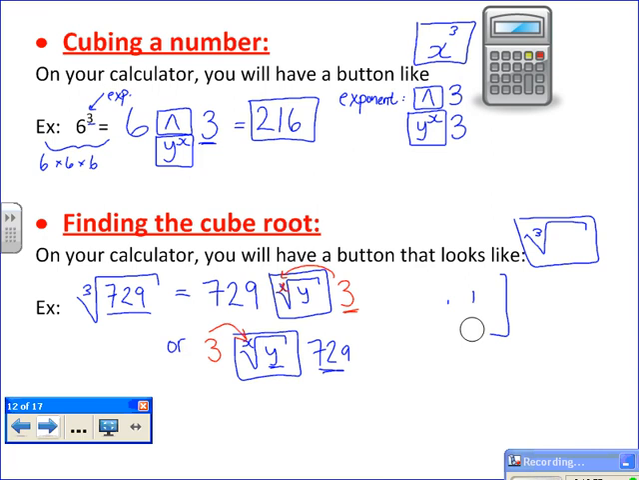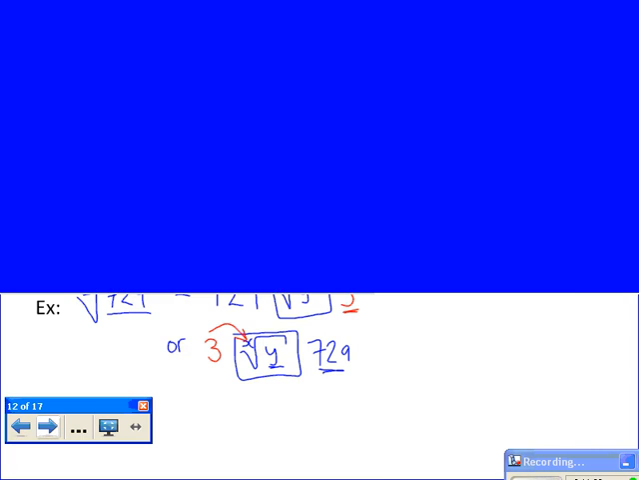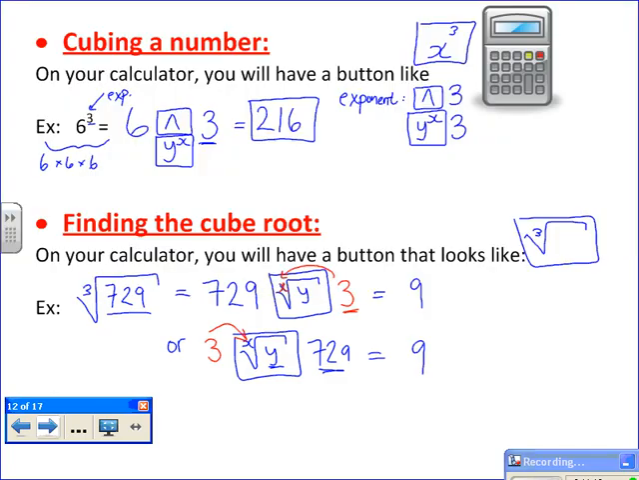Because 9 times 9 is 81, and 81 times 9 gives me 729. So try it for yourself. You just need to know how to operate your own calculator. Most calculators have a root button on it, and one of these two orders will work for your calculator. You just need to know whether you have to put the index in at the end or the beginning.